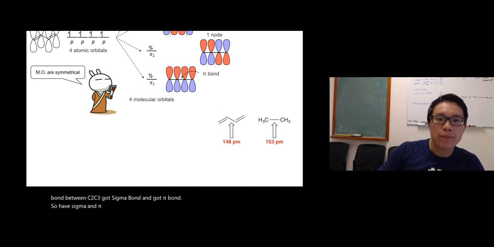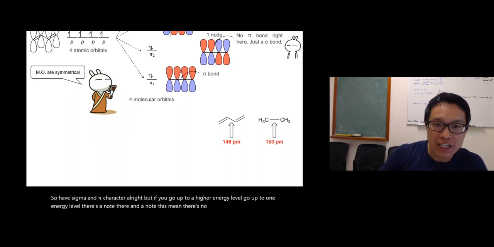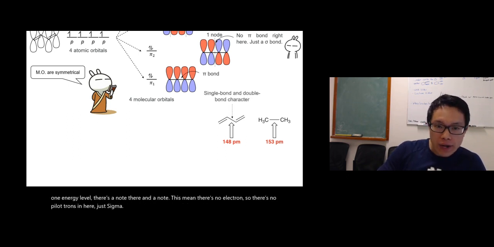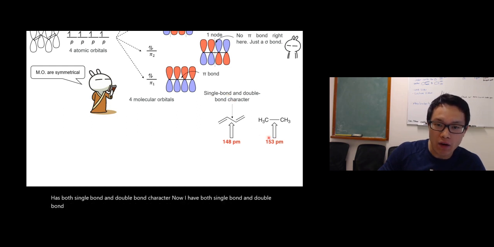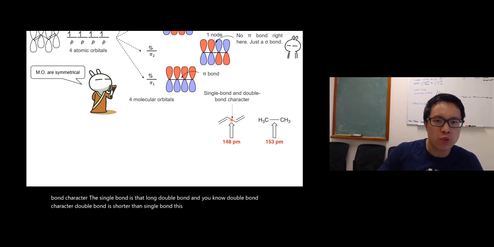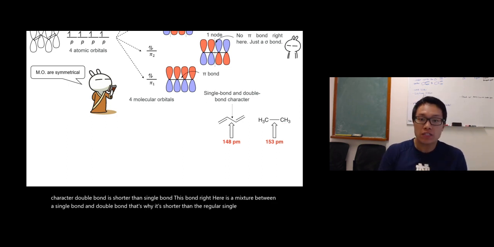But if you go up one energy level, there's a node there, and a node means there are no electrons. So there are no pi electrons in here, just sigma. My point is the bond right here has both single bond and double bond character. A double bond is shorter than a single bond. This bond is a mixture of a single bond and a double bond. That's why it's shorter than a regular single bond, and we can explain that.